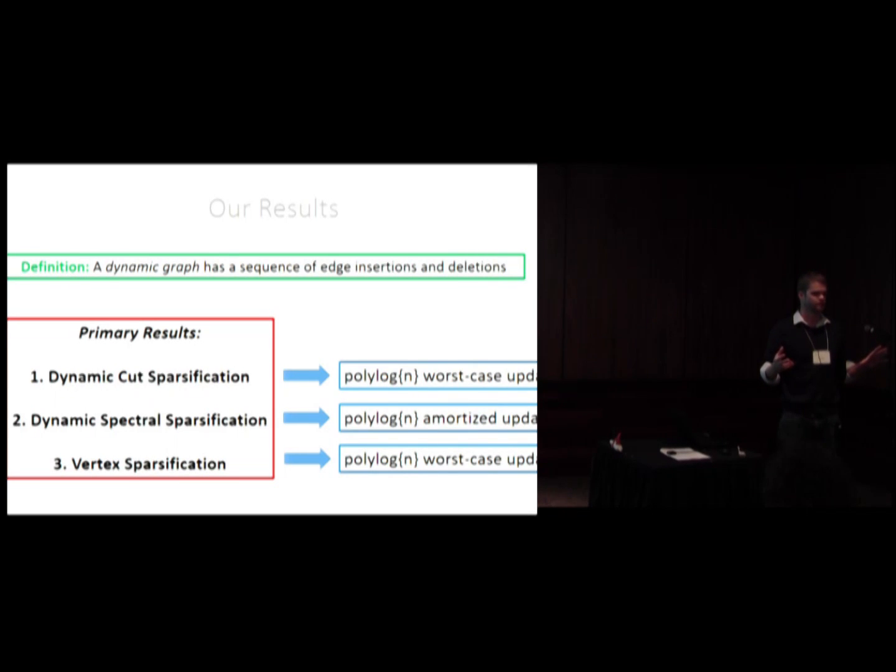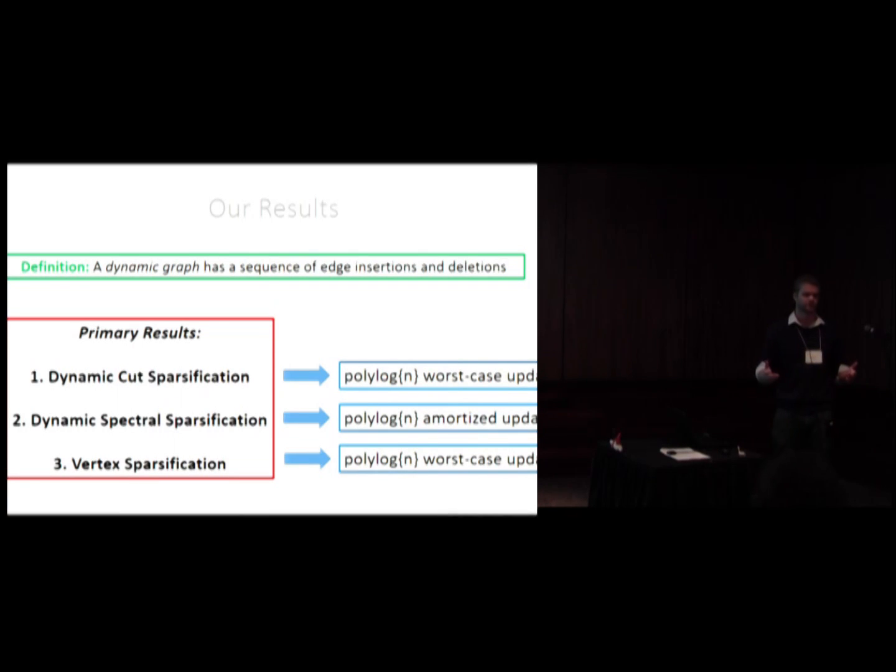So just to give a sense of what this means, we have our original graph, we have a sparsifier. We want that for each insertion and deletion of an edge, we maintain the data structure of our sparsifier. So anytime somebody asks us what the sparsifier looks like after any edge insertion or deletion, we should have a data structure that represents the sparsifier, and we can tell them exactly what that is. So for these three results, we get a polylog worst case update time for the cut sparsifier, a polylog amortized update time for the spectral, and a worst case polylog for the vertex sparsifier.